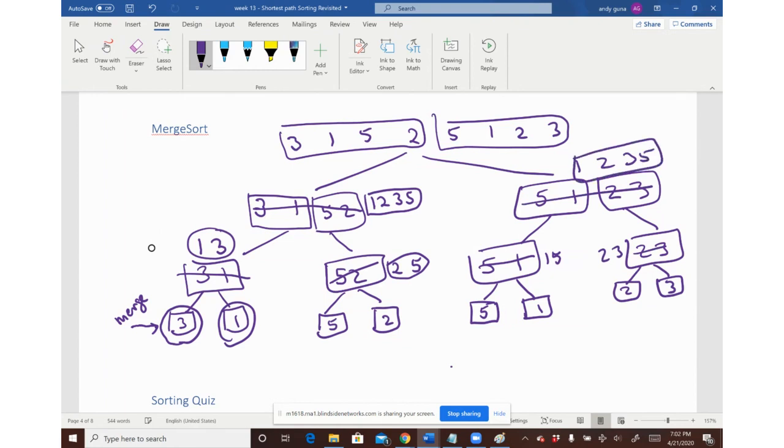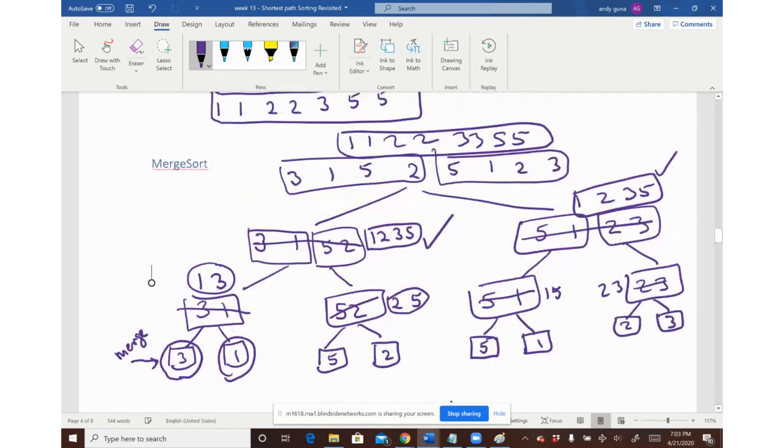So now we have two arrays of size 4. They're both 1, 2, 3, 5. Once you merge them, you're going to get 1, 1, 2, 2, 3, 3, 5, 5. So we have a sorted array of size 8.